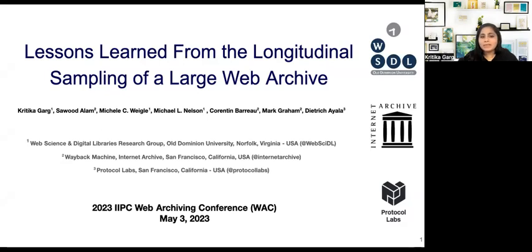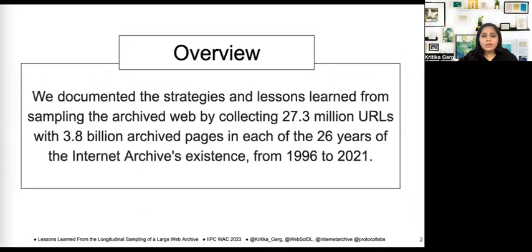I'll be presenting our work on lessons learned from longitudinal sampling of a large web archive. To give you an overview of the presentation, I'll be talking about the strategies and lessons we learned from sampling the archived web and collecting 27.3 million URLs with 3.8 billion archived pages in each of 26 years of Internet Archive's existence from 1996 to 2021.